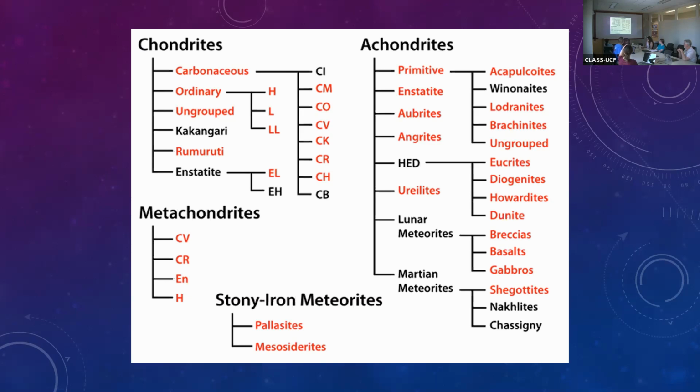Give me a second. Oh, you want me to go? No, sorry. We have the HEDs from Vesta, lunar meteorites, and the SNCs from Mars. Now you can go to the next one.